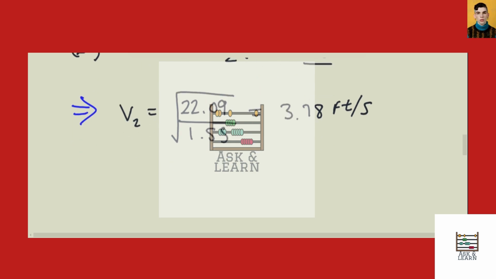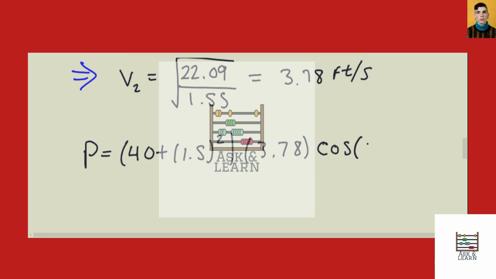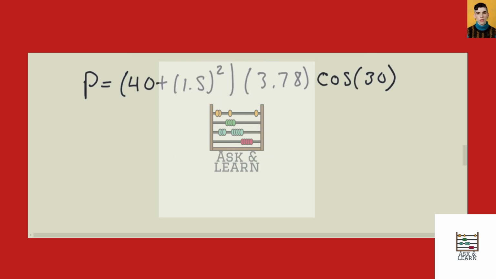So now that we finally have the velocity, we can find the power generated by that force. So we have finally power is equal to that force that's given, 40 plus 1.5 squared, times the velocity of the block, 3.78, times the angle between them, which is cosine 30. So then finally we get power is equal to 138.31 pounds feet per second.